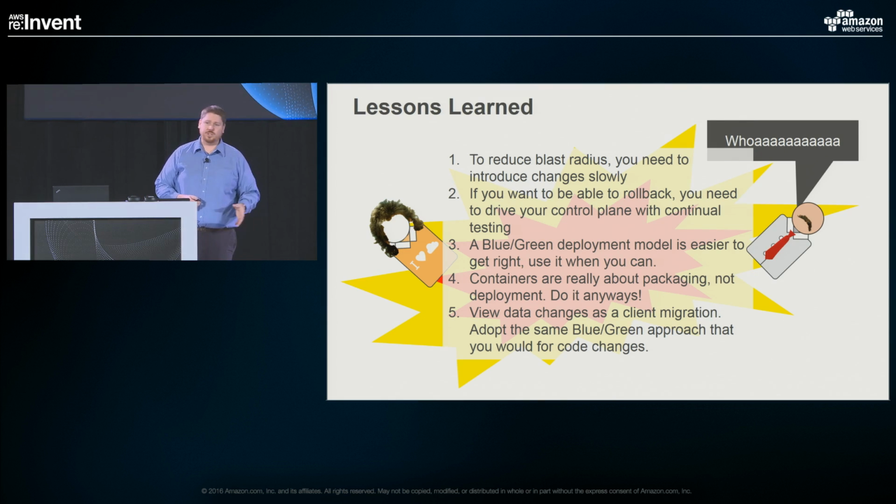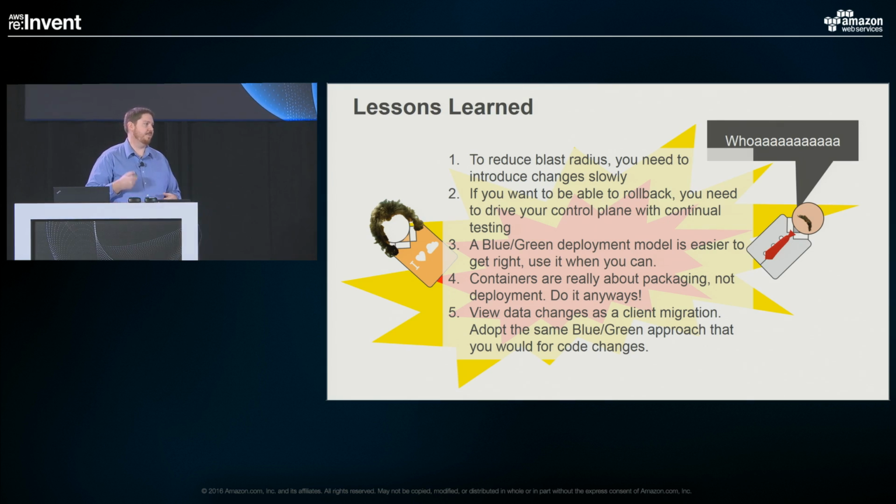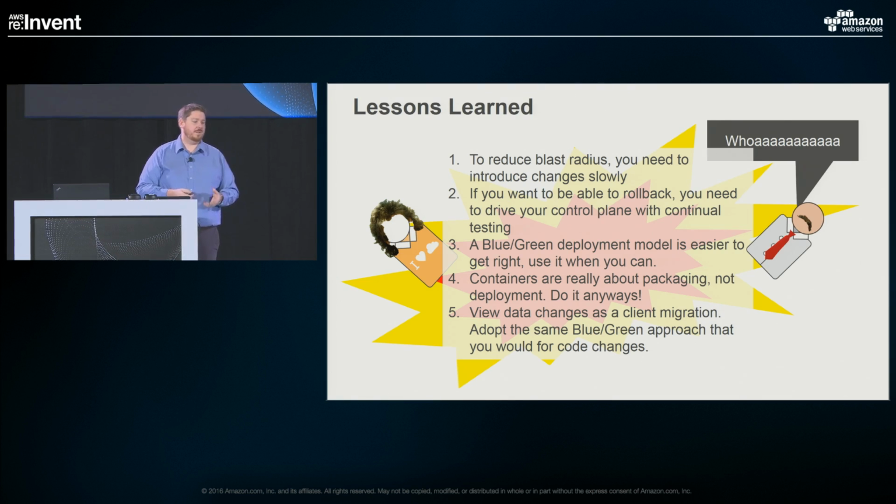Just to quickly go through lessons learned again: if you want to reduce the blast radius of things, you need to introduce changes slowly, compartmentalize things, and break them up into pieces. If you want to be able to roll back, you really need to have continuous monitoring or continuous traffic being driven to the applications you want to be able to alarm on. Prefer blue-green deployments, prefer immutable infrastructure when you can. Containers are great. Use containers when you can, but I don't think that you have to fundamentally rethink the way you deploy your software by using containers. And if you're doing a data migration change, of course, view it as that, a migration, as opposed to just a standard software update.